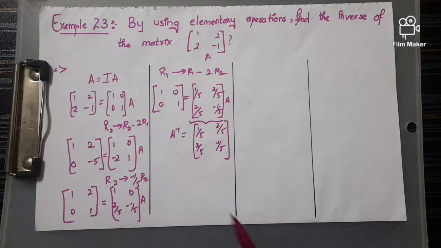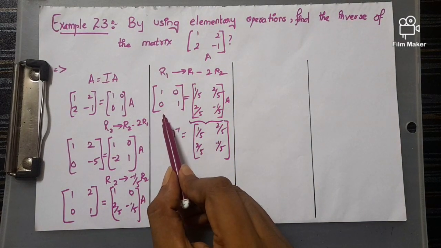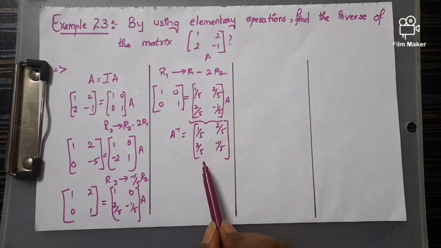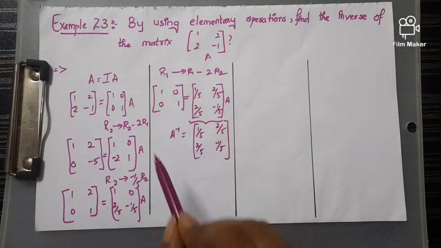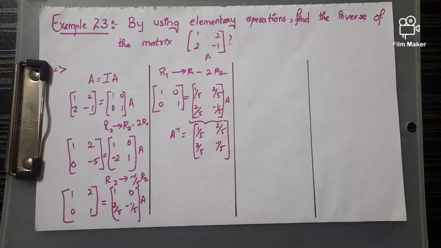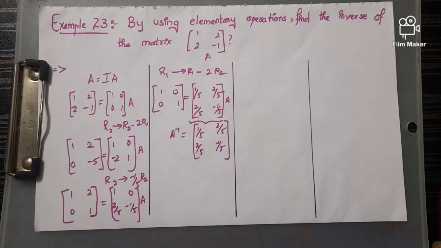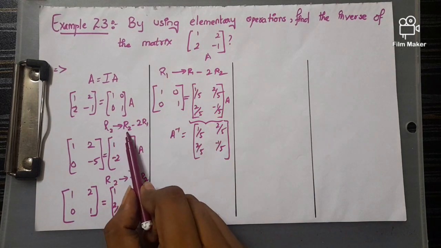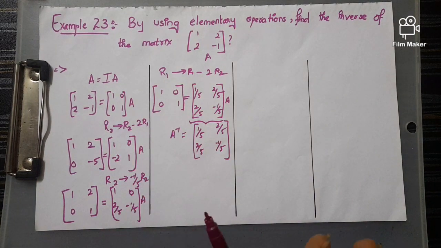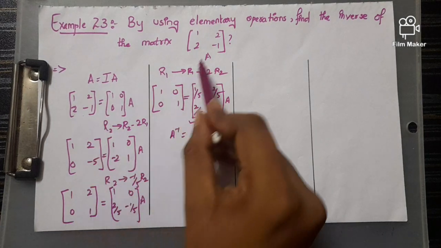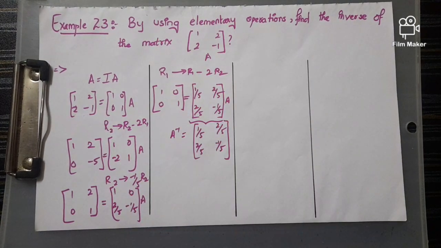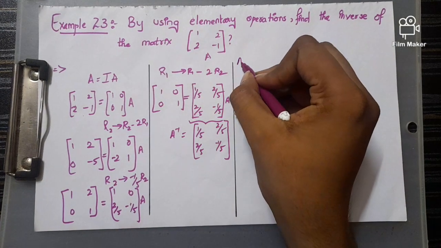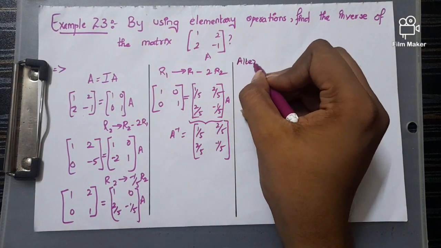Only when you get this identity matrix on your left side does the right side hold A inverse. Till you get [1 0; 0 1], you need to repeat as many operations as needed. It is not necessary that you do R2 minus 2 R1; it's not fixed. It depends upon the matrix given in your question. So this is one method. There is an alternate method to find this A inverse, which is much simpler.